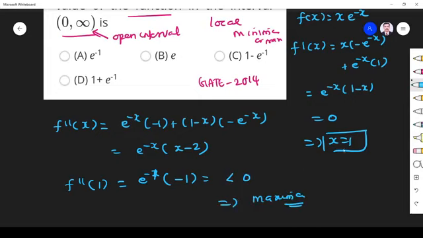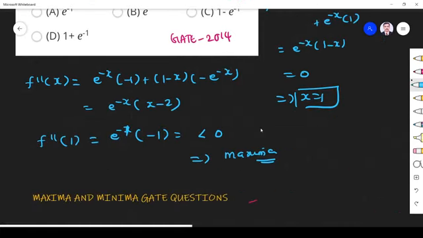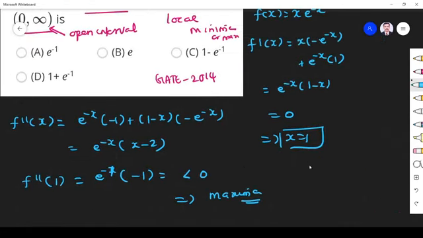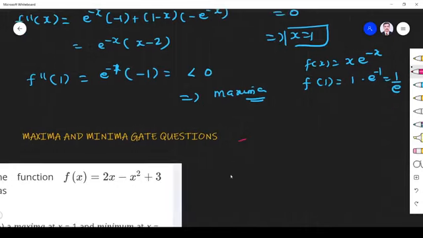What is the maximum value? Substitute x is equal to 1 in the given f of x, which is nothing but x into e power minus x. To find that maximum, substitute x is equal to 1: 1 into e power minus 1, that is 1 by e. So the answer is option A. Beautiful problem.